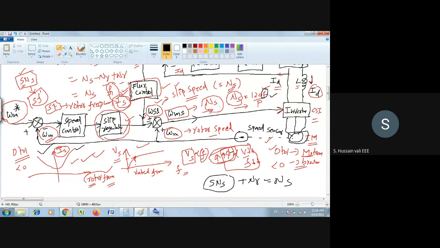Then if there is an error, it will go to the speed control box. Then it will go to the slip regulator. The purpose of the slip regulator here is that if it is motoring condition, you make it from 0 to 1. If it is a braking condition, you make it less than 0. This is the closed loop controller of the current source inverter of this induction motor.